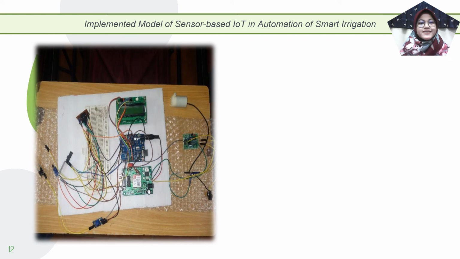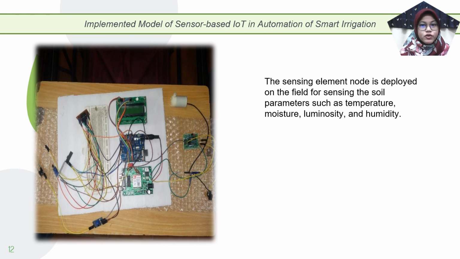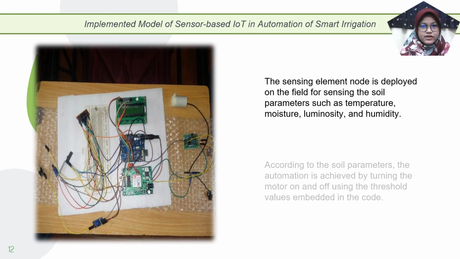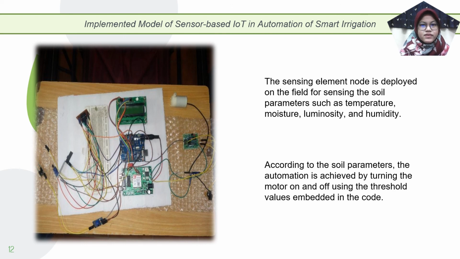So this is the model of sensor-based IoT in automation of the smart irrigation system that has been successfully developed. The sensing element node is deployed on the field for sensing soil parameters such as temperature, moisture, luminosity, and humidity. According to the soil parameters, the automation is achieved by turning the motor on and off using the threshold values embedded in the code.